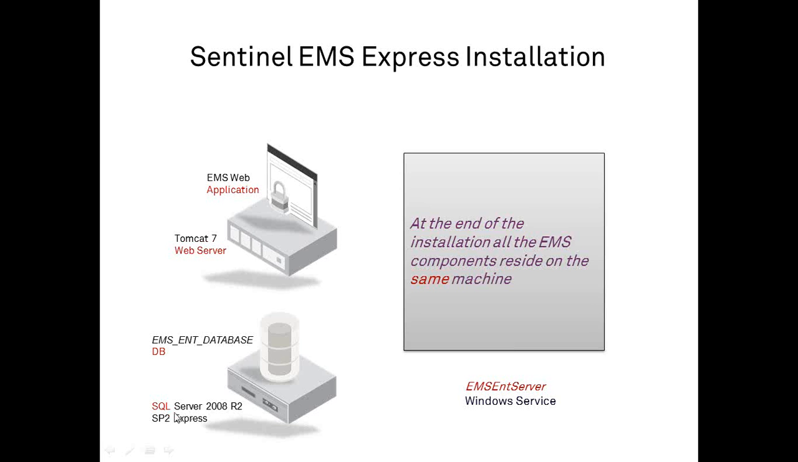We also installed the SQL as said before. If you choose the Express, then you get the default SQL Server 2008 R2 Service Pack 2 Express. So this is installed as a server for the database, and on top of it we create a database to be used by the Sentinel EMS, which is called EMS Enterprise Database. In Windows, you will also see a Windows service. The Windows service name is EMS End Server. As a matter of fact, this Windows service is the Tomcat, listening on port 8080 to calls of clients that want to get into the Sentinel EMS and use it.